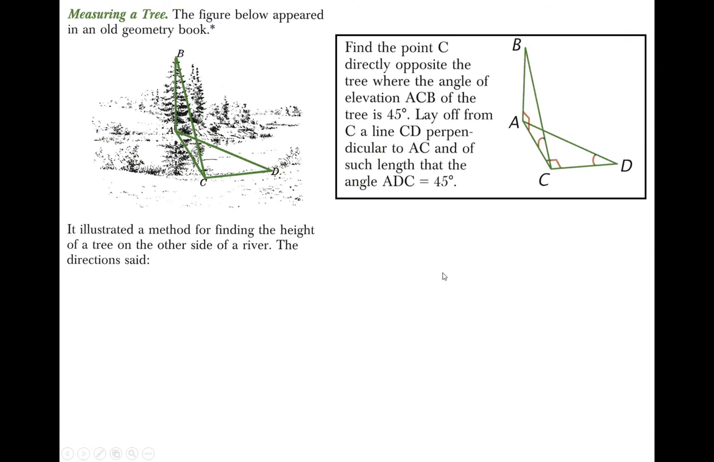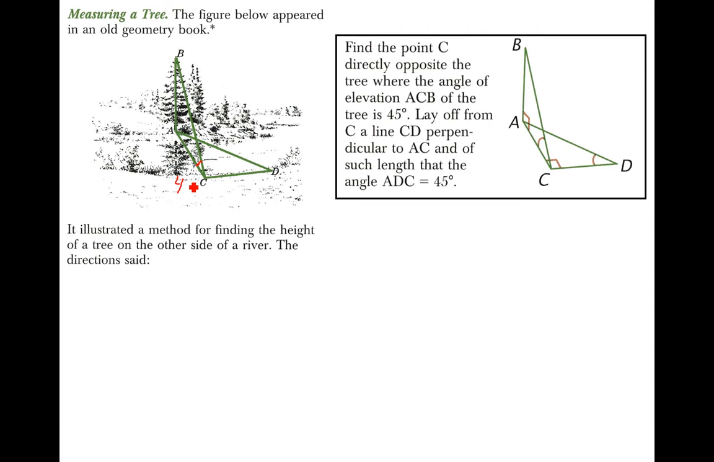All right, this one harks back to when Alice was measuring the distance across a creek. A little bit different here, though. So we find a point C directly opposite the tree, so we're across the creek. So you're walking, find a point C here using some device that helps you measure to make sure that you've got a 45-degree angle right in here, 45 degrees.